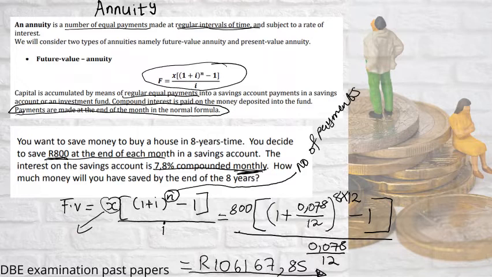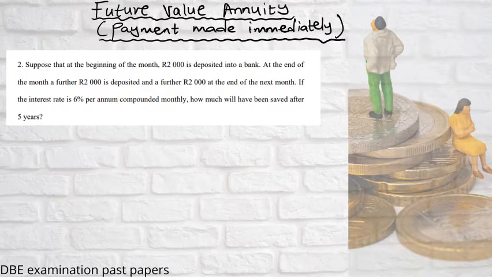Okay, so let's look at a different problem now: if payment was made immediately. You can see that in this case, payment was made at the end of every month, right? The person didn't just open a savings account and start paying immediately. But let's take a look at a different example. Here it is: future value annuity when payment is made immediately. So what happens when payment is made immediately, right?